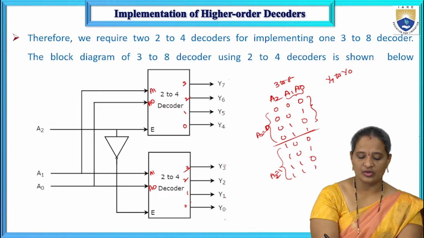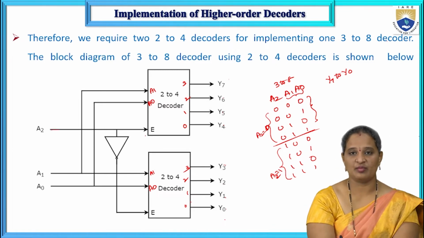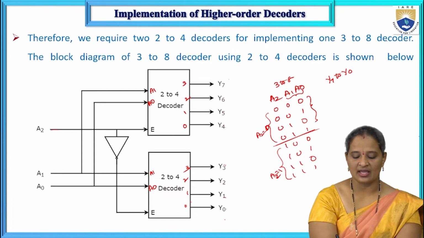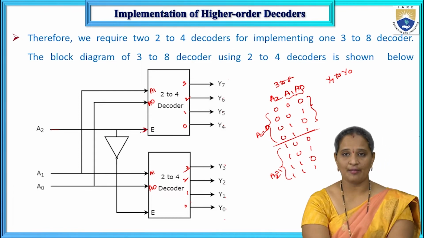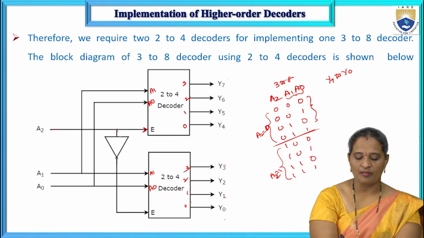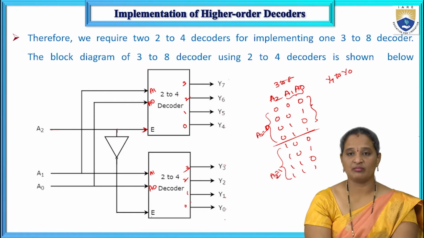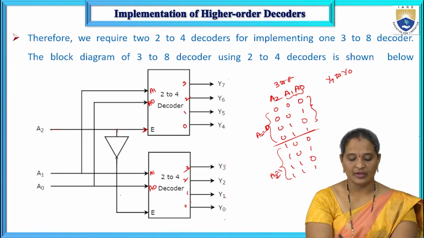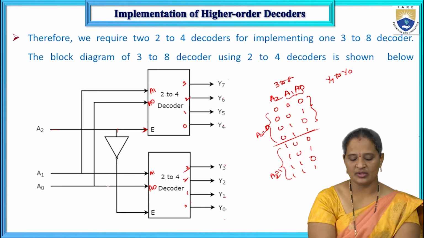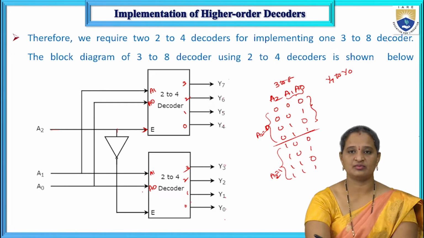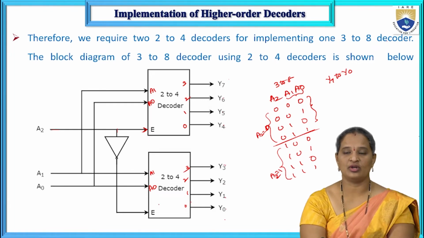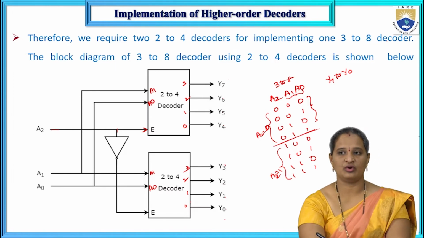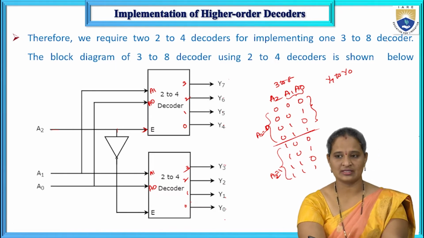Now, I told you that A2 is taken as the enable input. A2 is directly applied as the enable input for the upper decoder, and it is complemented and applied as the enable input to the lower decoder. The remaining 2 inputs, A0 and A1, are applied as common inputs to the two 2 to 4 decoders.